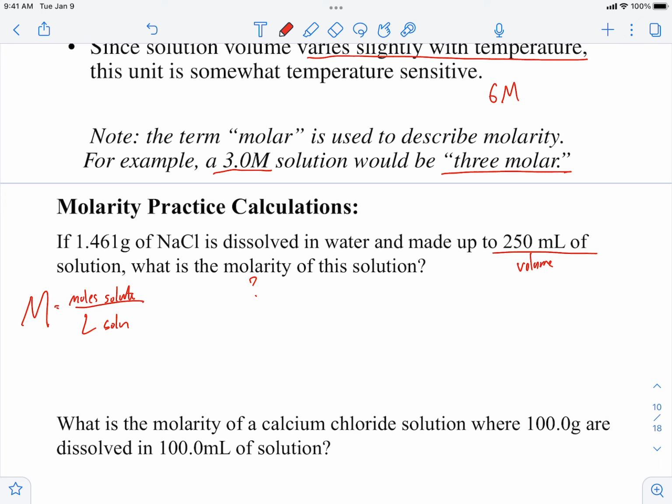So they gave me the amount of solute, but they gave it to me in grams. So 1.461 grams of NaCl. We have to convert that to moles first. One mole of NaCl, the molar mass is 58.44 grams. Which is 0.0250 moles. Okay, so I've got the moles.